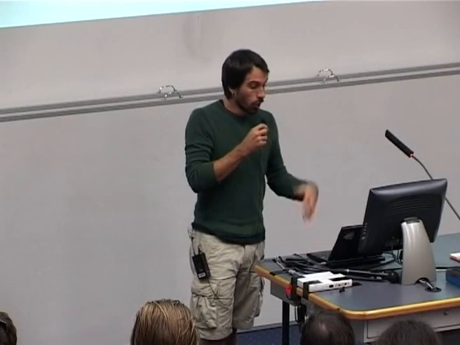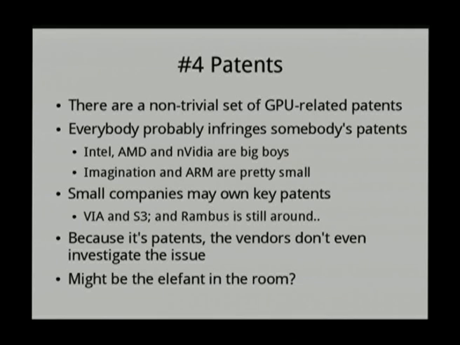And in general, when I discuss that, it's about opening up to patent risks. And I think that there is some competitive advantage that they still believe in there, but they don't say it at least. I think that the real reason that they state is that it's a patent issue. So about patents, there's a non-trivial set of GPU-related patents. And I did some research on this, and there are about 2,000 patents today registered with the letters GPU in them.